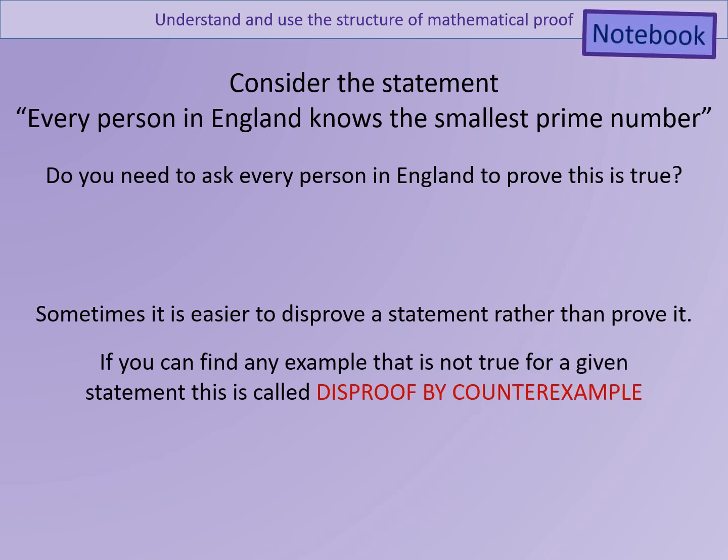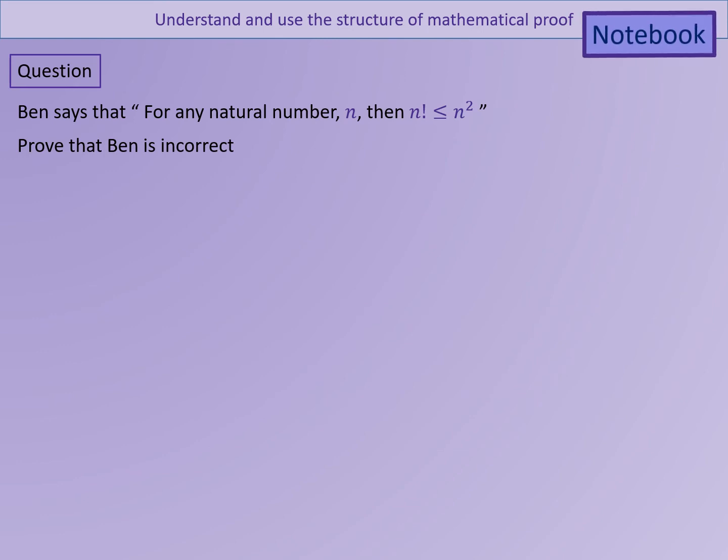So if we can find just one example that's not true for a given statement, then we have found a disproof by counter-example. And these questions are often the easiest to do because we're just looking and finding a value that doesn't work, hence therefore disproving a statement. So let's have a look at an example of that. And again, by all means, write this down in your notebooks, please.